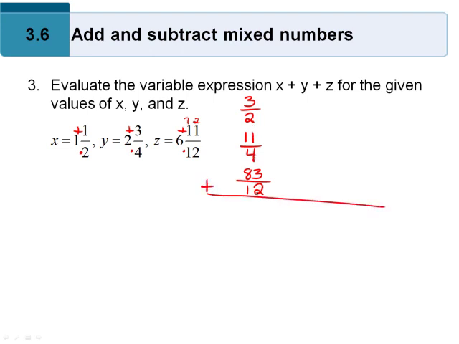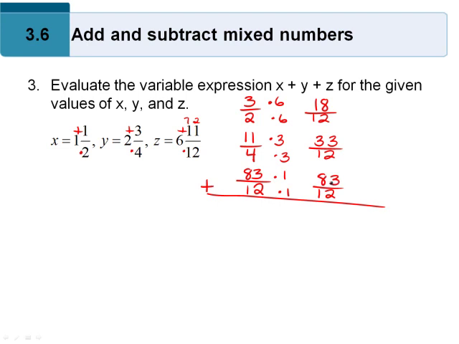Now, 2, 4, and 12, they'll all go into 12. Okay, so our common denominator is going to be 12. And like I said, it's nice we don't have any negatives. So on the first fraction up here at the top, 12 divided by 2 is 6. So multiply 3 times 6, that would be 18. Okay? In the middle, 12 divided by 4 is 3. So 11 times 3 would be 33. Okay? And on the bottom, 12 divided by 12 is 1. So 83 times 1 is 83.